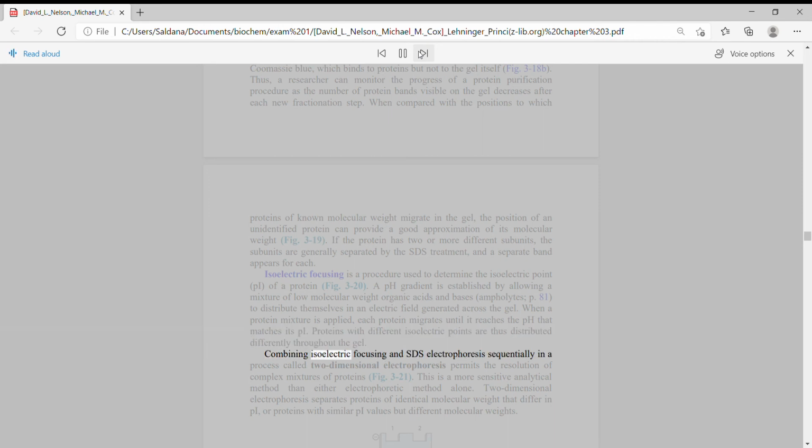Combining isoelectric focusing and SDS electrophoresis sequentially in a process called two-dimensional electrophoresis permits the resolution of complex mixtures of proteins, Fig. 3-21.